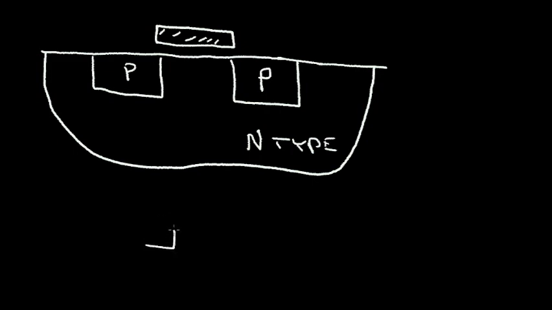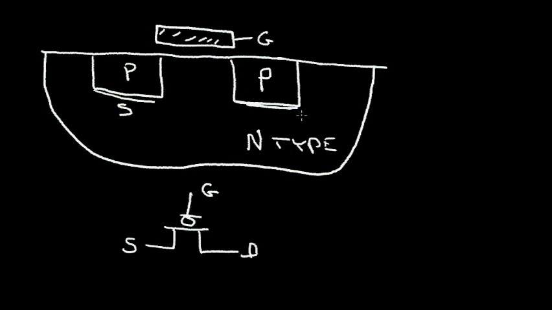And its symbol looks a lot like the NMOS, but we put a little bubble here. So this up here is the gate. This we can call the source, so this P region here would be the source. This we can call the drain, so this P region here would be the drain.